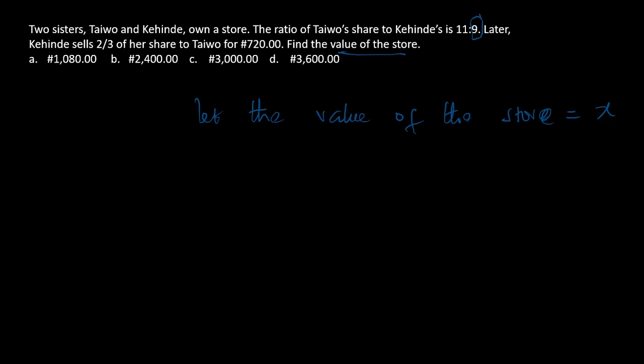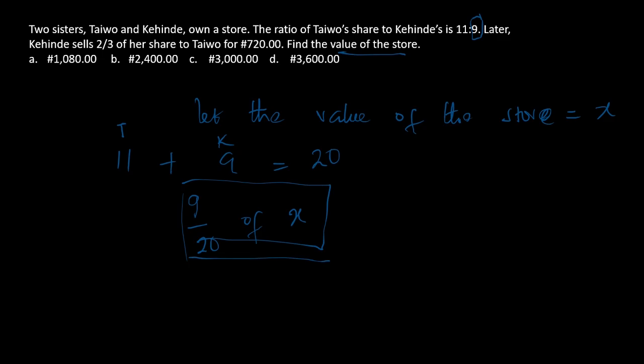Now, with ratio questions, this is Taiwo plus this is Kehinde. Kehinde is taking 9. When you add the two of them together, you get 20. So I can say 9 over 20, which is 9 out of 20. When you do maths, you know that "of" means times. So 9 out of 20 of the total money x gives Kehinde's share of the total money.